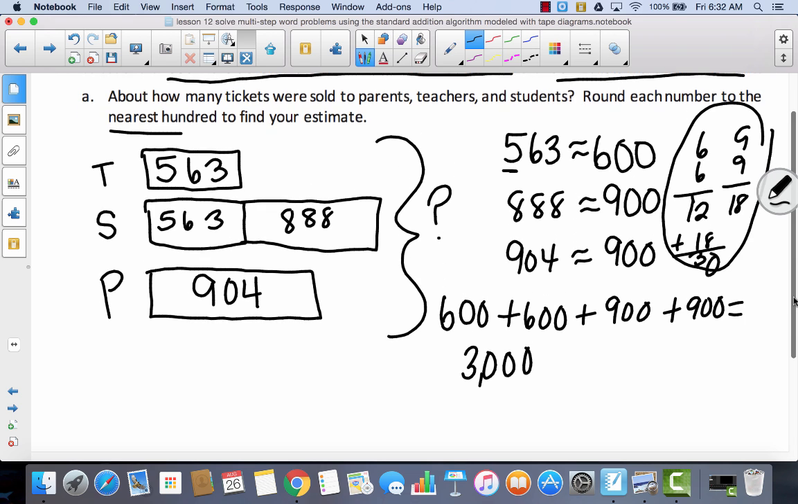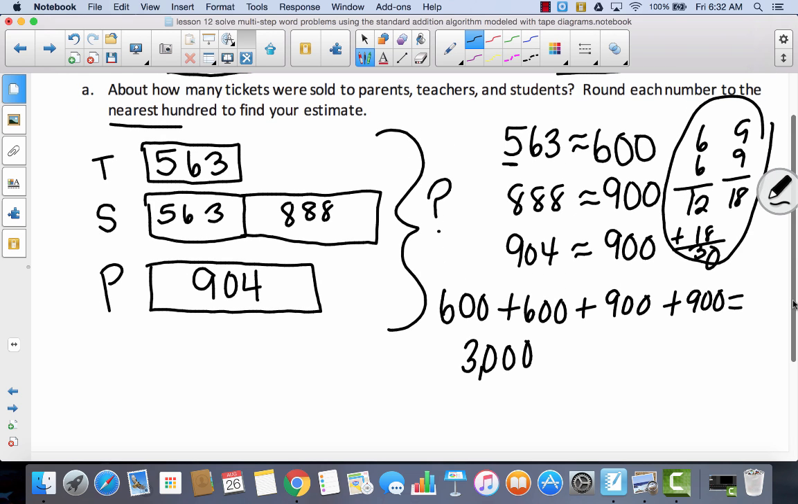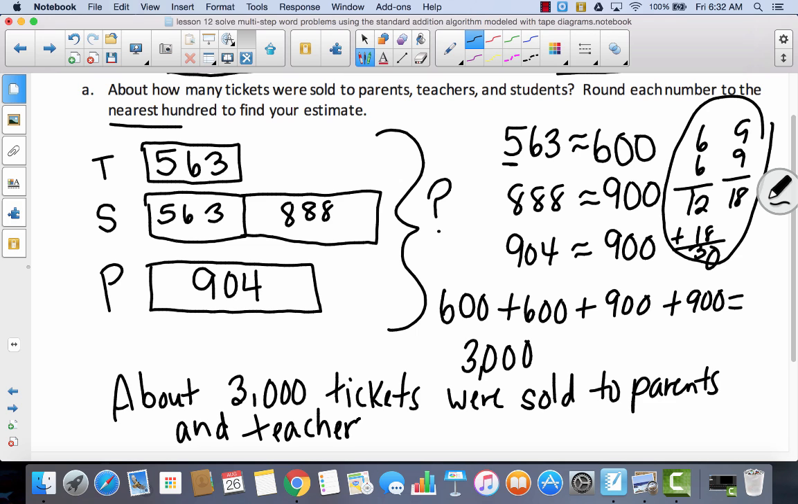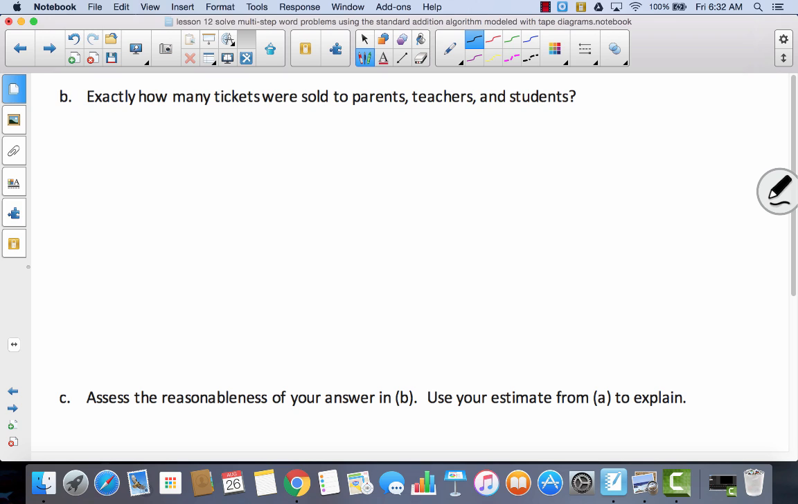So the question is about how many tickets were sold to parents and teachers. So I'm going to say about 3,000 tickets were sold to parents and teachers. Okay?